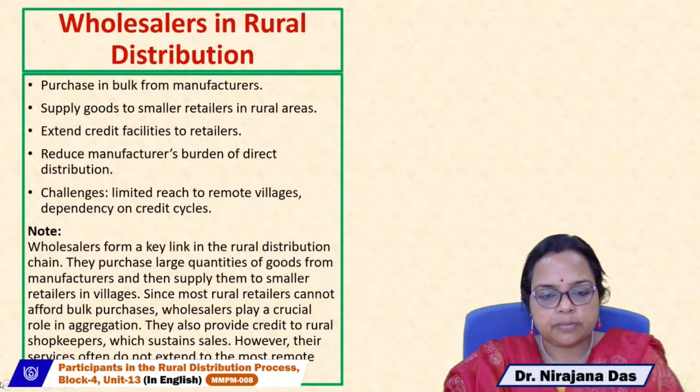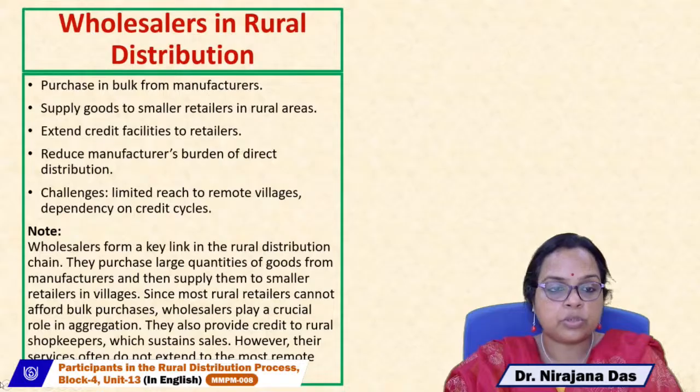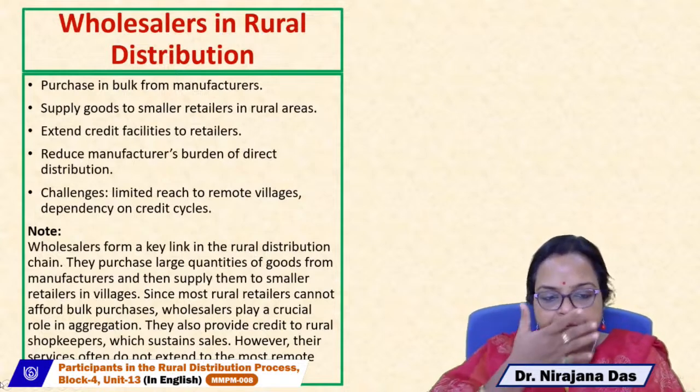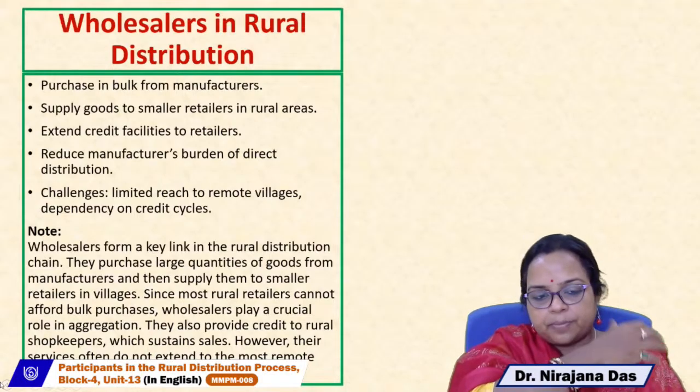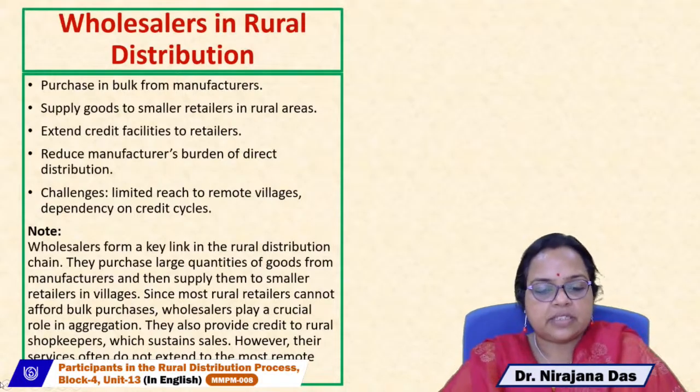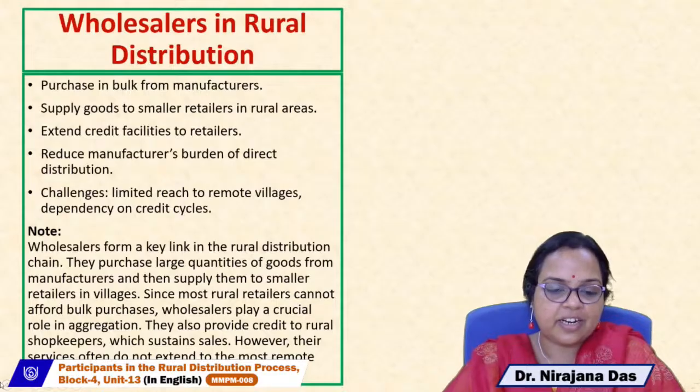The individual retailer in a village is not able to purchase in a large quantity, so they are dependent on the wholesaler, and the wholesaler does that function. They purchase in large quantities, then distribute or sell their product to the small retailers. They also provide credit to rural shopkeepers, which sustains the sales. Here we can all understand credit is an important part of the rural marketing or selling process. So this is also available from the wholesalers to the retailer.